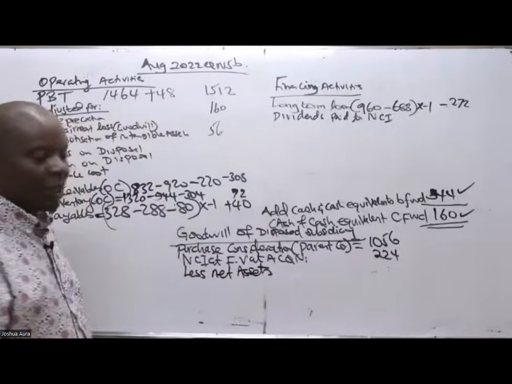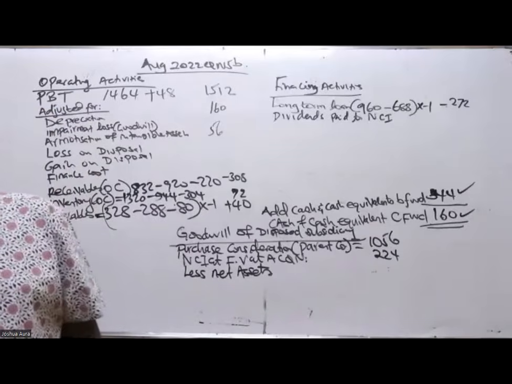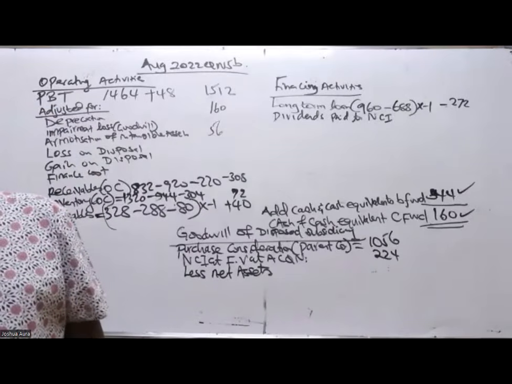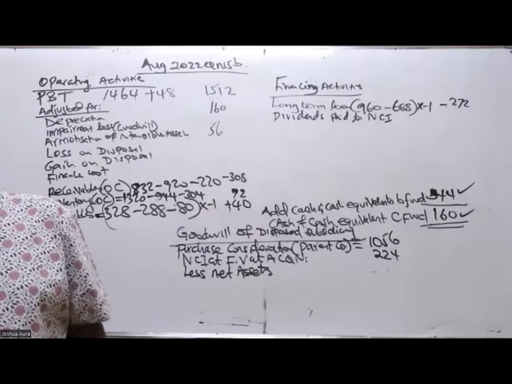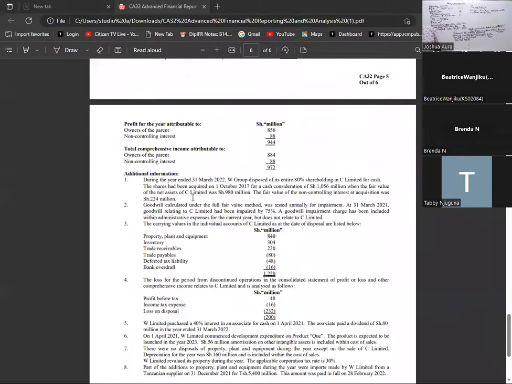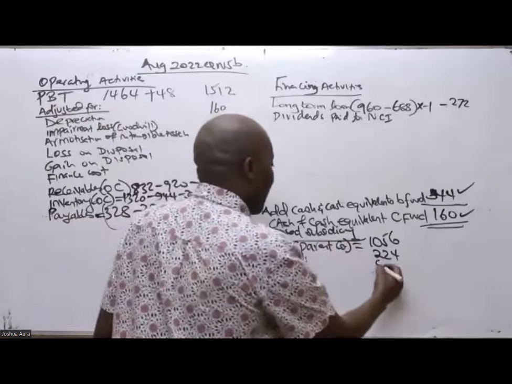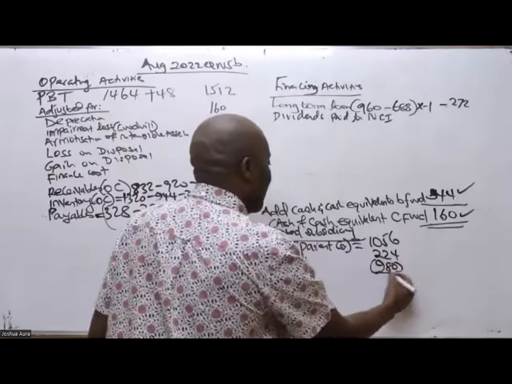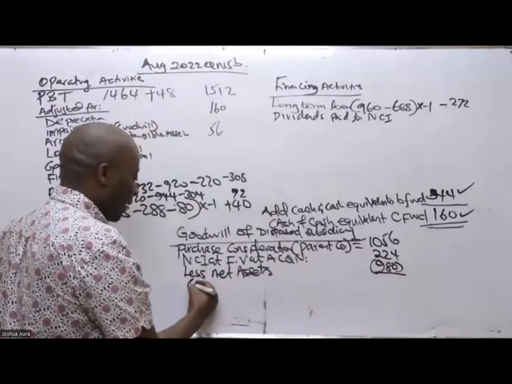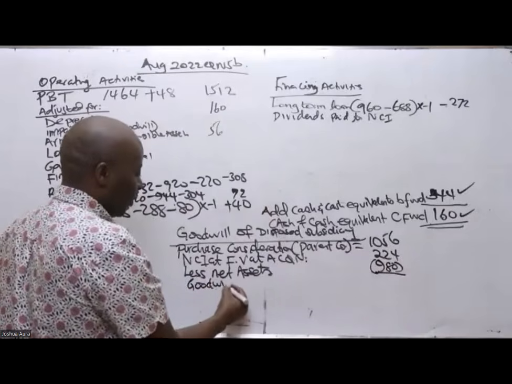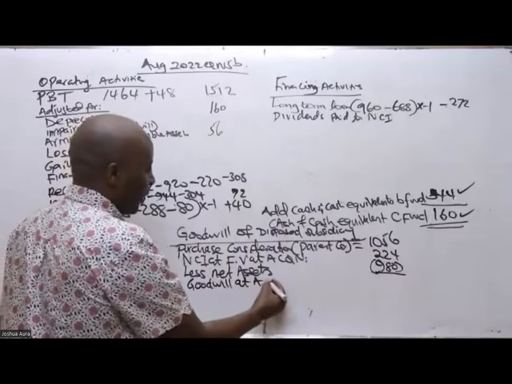The net assets of the company have been provided. The value of the net assets has been provided. So the net assets here is 980. You subtract this for you to give me the goodwill at acquisition.